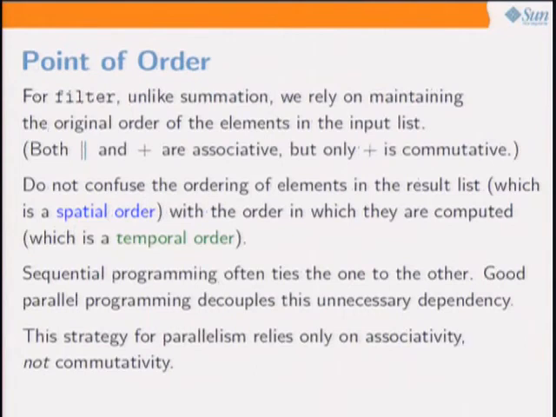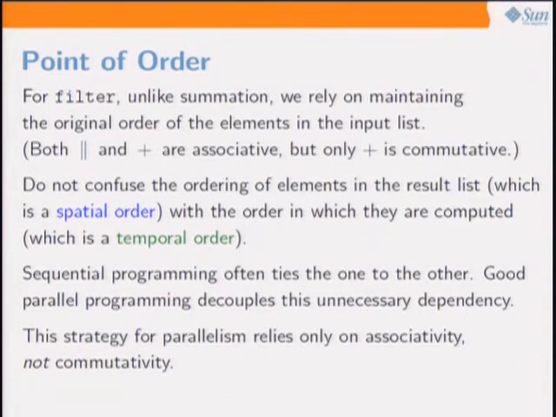Okay, now I'd like to talk a little bit about order. I have a point of order here. For filter, unlike summation, we depend on maintaining the original order of the elements in the input list. So note that both concatenation and addition are associative, but only addition is commutative of those two. It's important not to confuse the ordering of the elements in the result list, which is a spatial order, with the order in which they are computed, which is a temporal order.